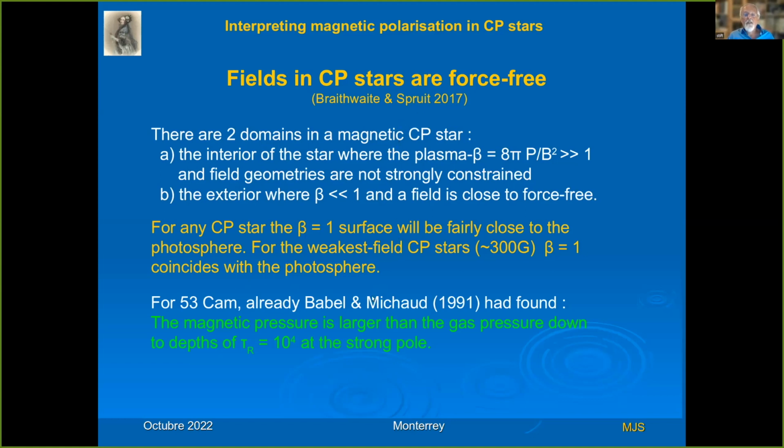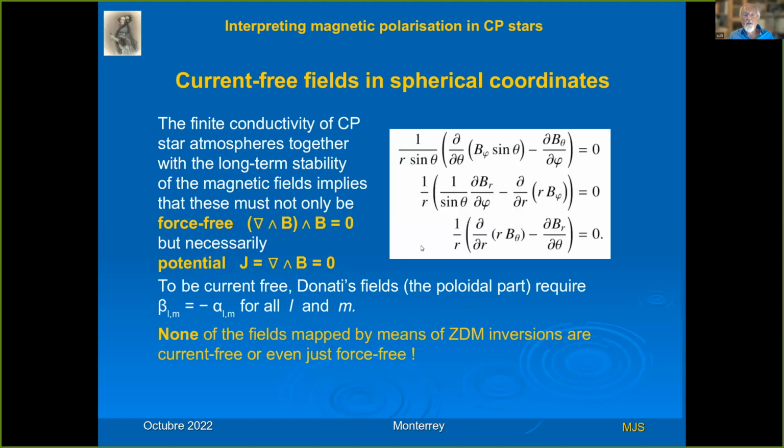absolutely. And for 53 CAM, for example, Babel and Michaud had already found in 91 that the magnetic pressure is larger than the gas pressure, down to very deep layers. So 53 CAM should not only be divergence-free, but force-free. And all of this is not given.